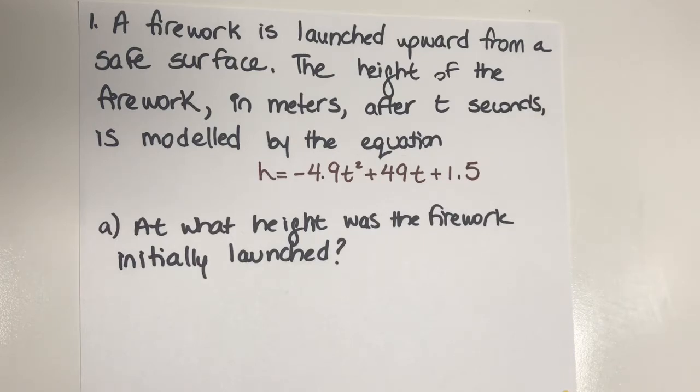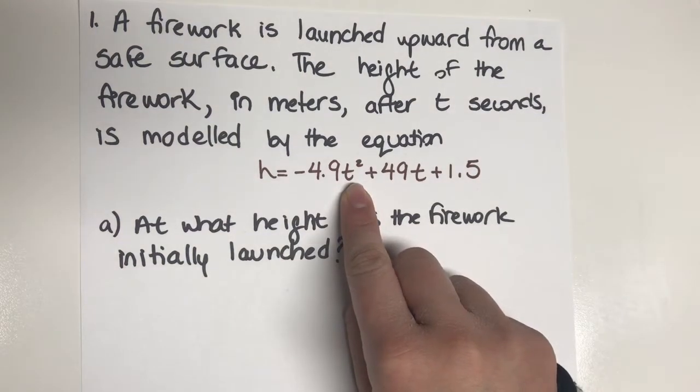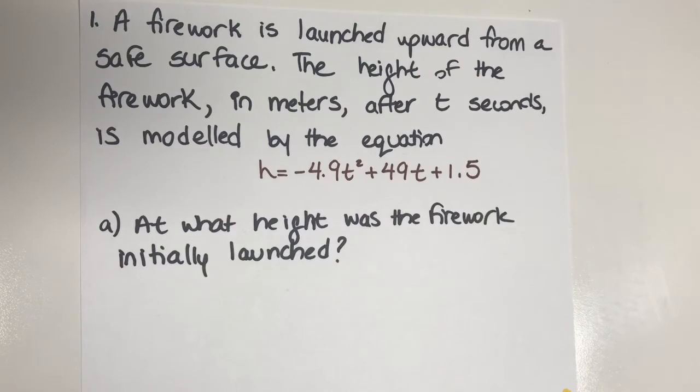This is a real life scenario, and in real life, we don't always have perfect whole numbers. We have decimals, it happens, but it doesn't really change anything aside from the way that it looks. It might look a bit more intimidating. Also, here we are using h and t instead of y and x. T is still the independent variable, and h is dependent.